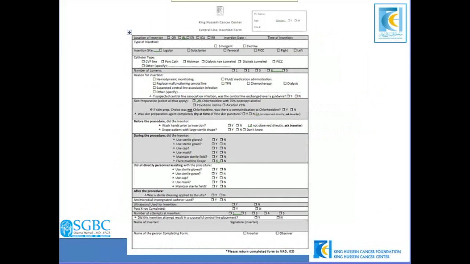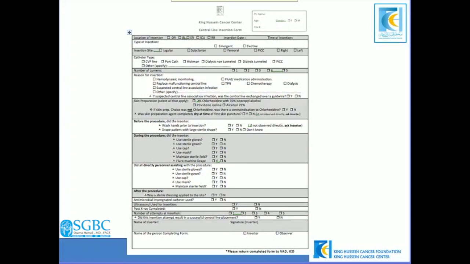It's all check boxes in terms of type of insertion, site of insertion, catheter type, reason for insertion, skin preparation, whether you used chlorhexidine, povidone, or alcohol, and why. If we did not use chlorhexidine, why? This is very important. And then before the procedure, did the inserter wash his hands? Did he apply large sterile drapes? Yes, no. And then did he wear gloves, cap, mask, maintain sterile field, and for the fluoro drape, large fluoro drapes. So again, this is a simple, easy-to-use checklist.